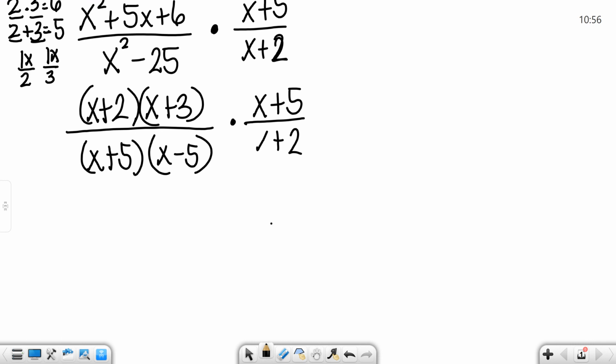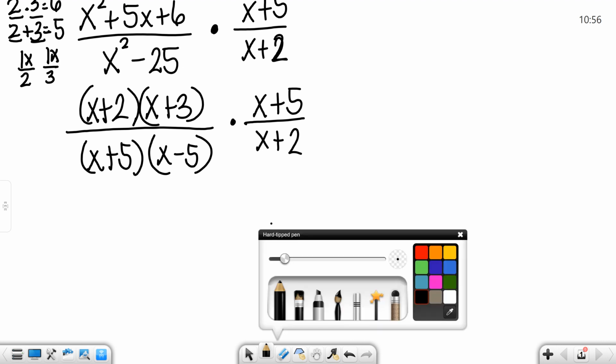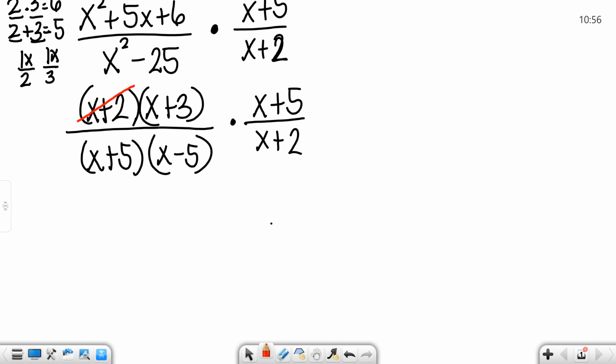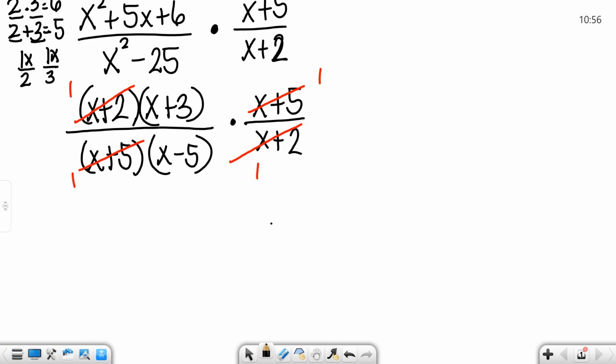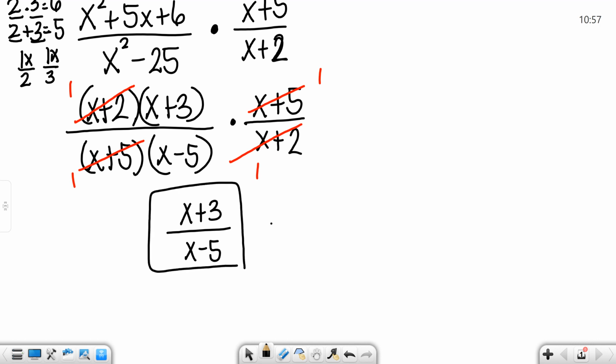All right, and so the next thing we do is divide out any common factors. So I do have some common factors. I have an x plus 2 in the numerator, an x plus 2 in the denominator. That divides to give me 1. X plus 5 in the numerator, x plus 5 in the denominator, divides to give me 1. There are no more common factors, so I multiply what's left. So 1 times x plus 3 times 1 is x plus 3. In the denominator, 1 times x minus 5 times 1 is x minus 5. And we are done. Those are not common factors. They cannot divide out.